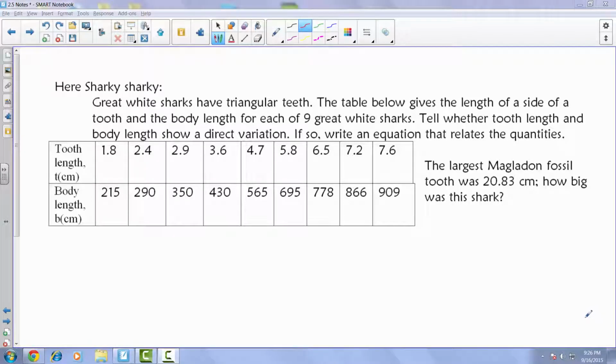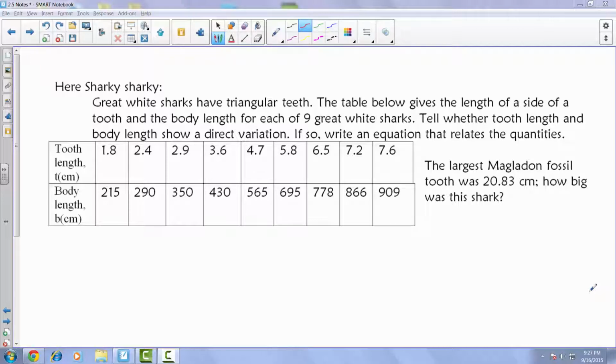Here we are at example 8, looking at "Here Sharky Sharky." Now, I was watching Shark Week a little while ago, and they were talking about how they could take a tooth size and, just from that, determine how big a shark actually was. I thought that was a really awesome experience, where you could use direct variation to see how big an animal actually is. And so the question here is, first of all, is this a form of direct variation? And if so, what is an equation that relates these quantities?